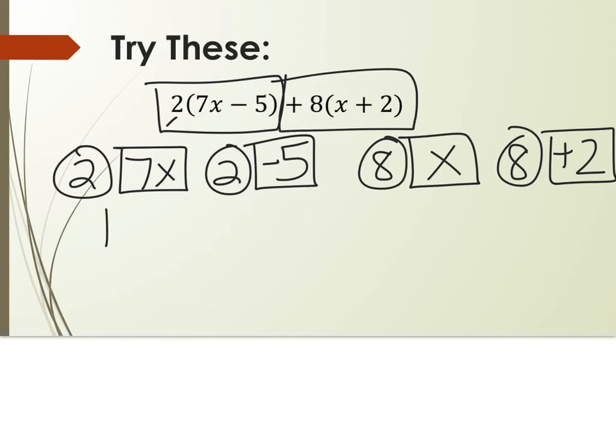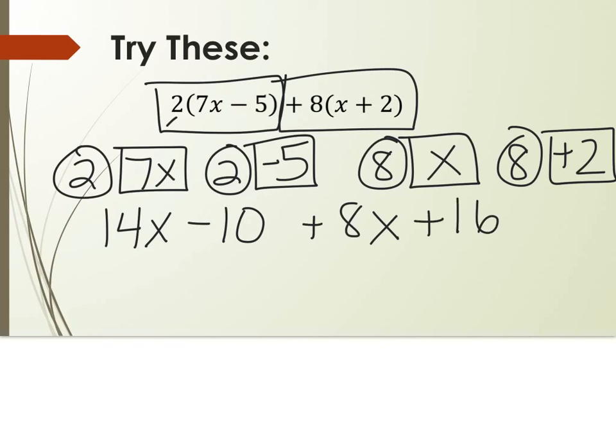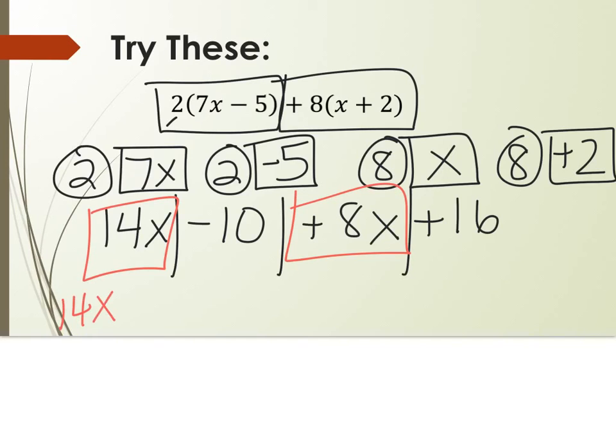2 times 7x is 14x. A positive 2 times a negative 5 is a negative 10. 8 times x is a positive 8x, and a positive 8 times a positive 2 is positive 16. We have 4 terms to combine here. 14x can be combined with a positive 8x, and the negative 10 can be combined with a positive 16.